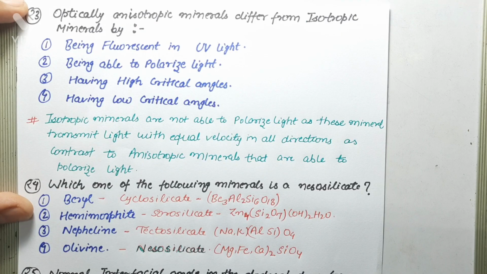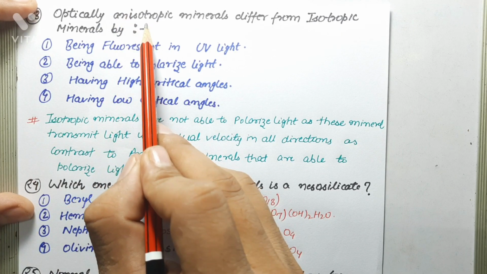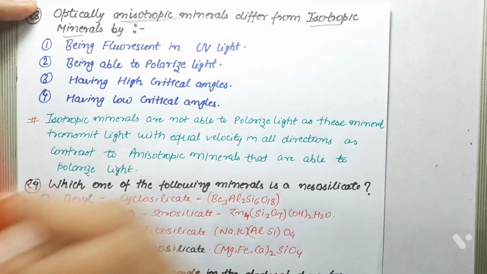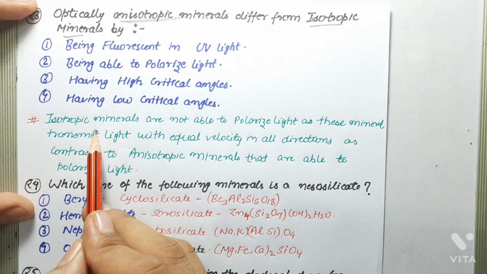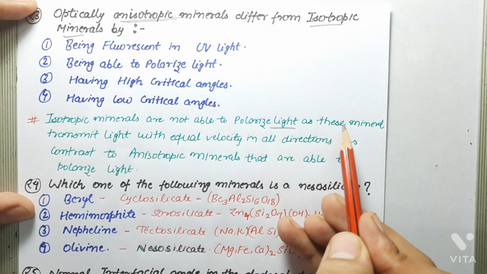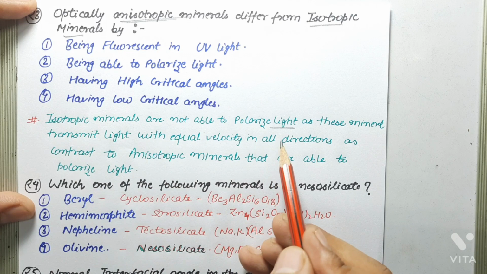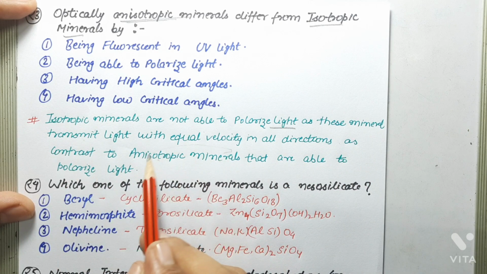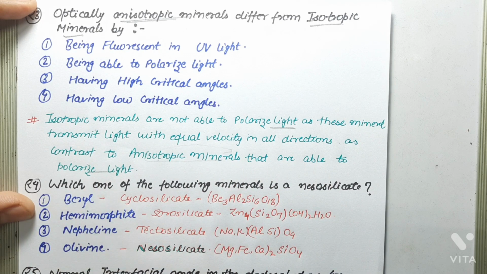Next question says optically anisotropic mineral differ from isotropic minerals by. Okay, so isotropic minerals are not able to polarize light, as these minerals transmit light with equal velocity in all directions. In contrast, anisotropic minerals are able to polarize light. Okay, so as far as the question is concerned, you get your correct answer, that is anisotropic minerals are able to polarize light, but isotropic minerals are not able to polarize light. So the correct answer is being able to polarize light.